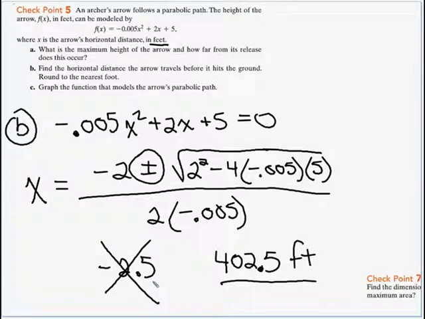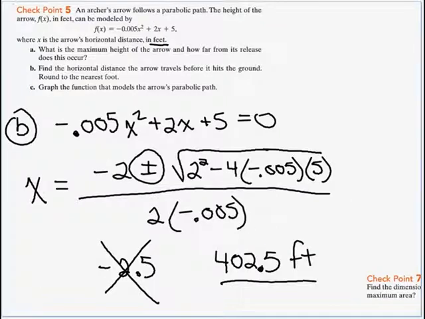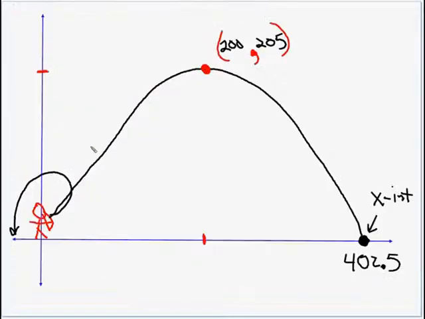There we go. C, graph the function that models the arrow's parabolic path. Again, I've been doing that sort of as we go along. All important information is there. I guess we could do our y-intercept. The y-intercept would be 5. So if my parabola continues down, that would be 5. And then my other x-intercept, that would be the negative 2.5 right here. But again, that is a nonsense answer to our problem. And I think that's it.